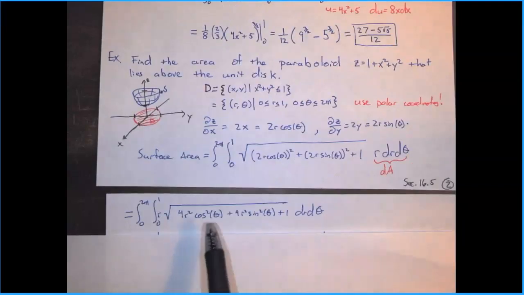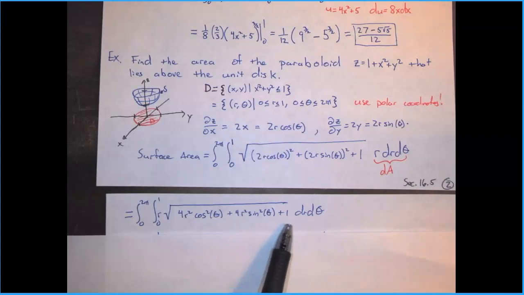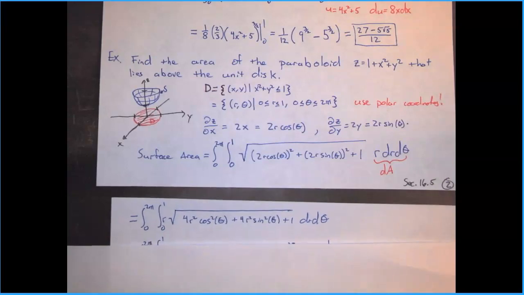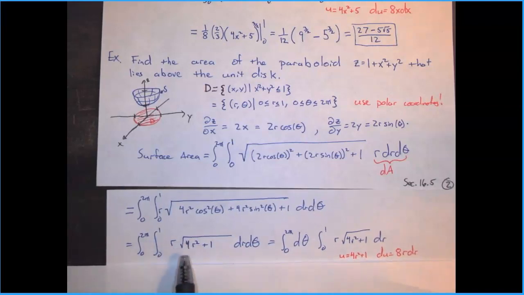From there, I'm just squaring things. So here I wrote the r out front now. So this is just 4r squared cosine squared plus 4r squared sine squared plus 1. I can factor a 4r squared out of these two terms, and I'm just left with cosine squared plus sine squared, but cosine squared plus sine squared is 1. So this integral becomes the integral of r times the square root of 4r squared plus 1.